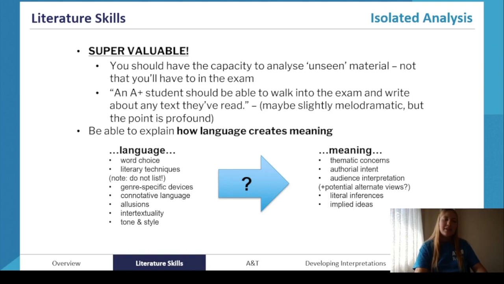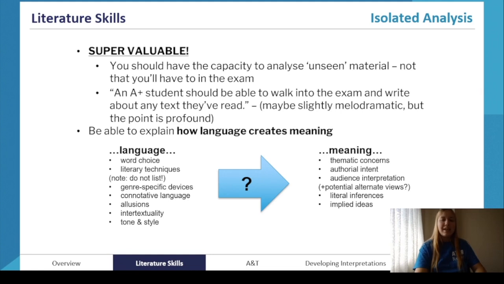So essentially, we need to be able to explain how language creates meaning. And this is a really, really good photograph for you guys here. In terms of language, we have a range of things to consider. We can look for word choices, literary techniques. We do not want to list them. Genre-specific devices, connotative language, negative, positive connotations, right? Allusions, so references to something, intertextuality, tone, and style.